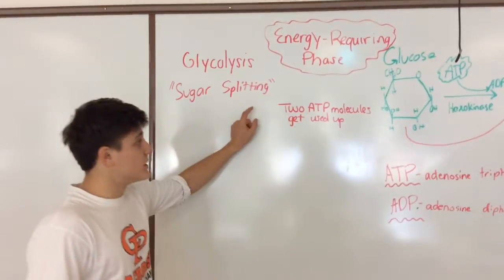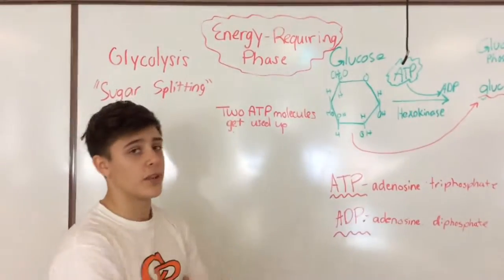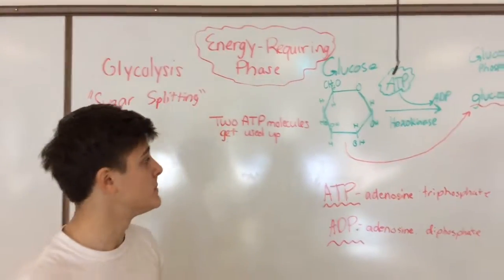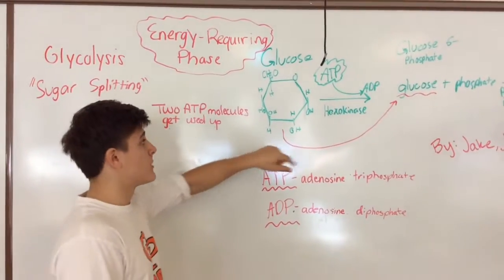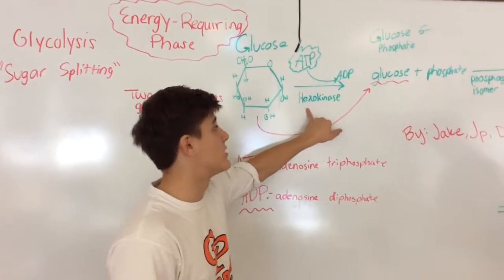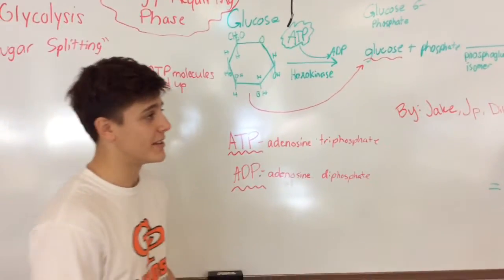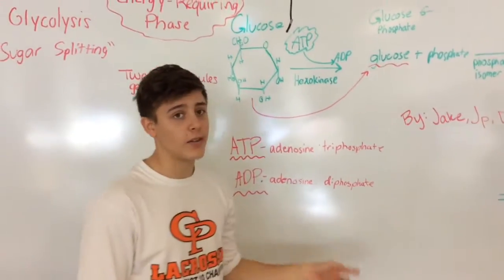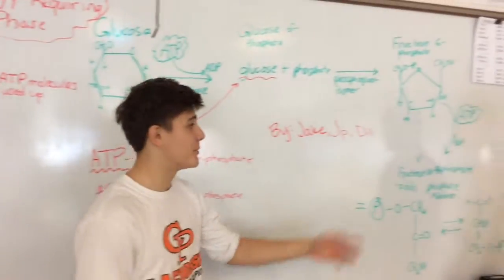We did glycolysis. In this step, there's 2 ATP molecules getting used up, and that's why it's called the energy requirement phase. You start out with a glucose molecule gained from sugar that you eat. And in hexokinase, ATP is transferred to ADP because the phosphate group is being taken out and added to the glucose molecule. And Jake will do the rest.